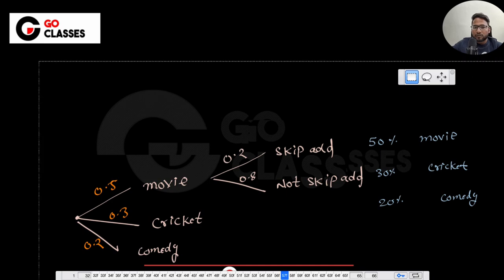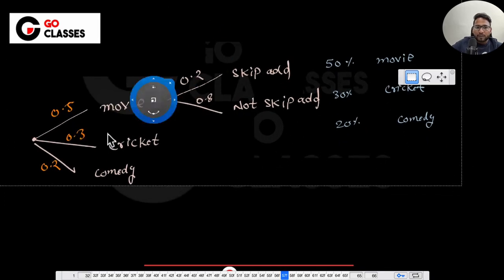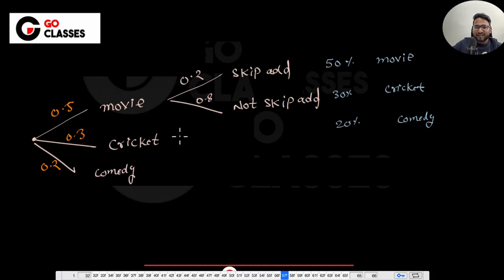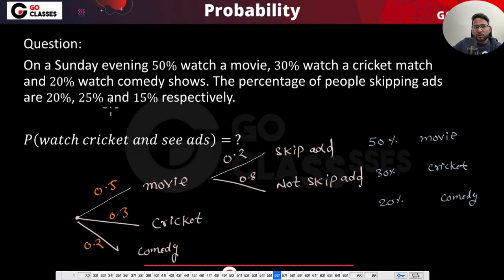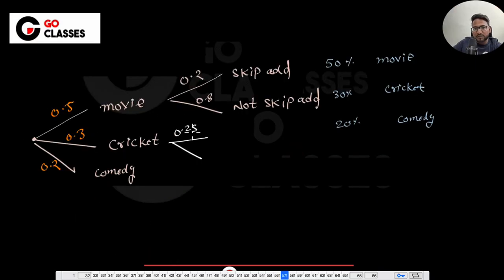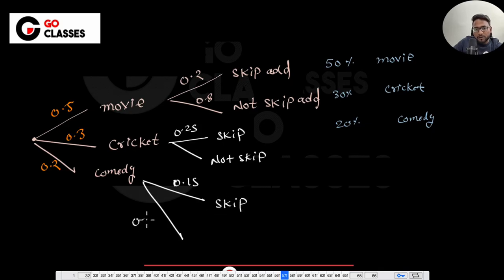Okay, so let's bring this diagram here, and it will be a little lengthy diagram, but that is fine. So now from here you can say there is a 0.25 chance of skip ad or not skip ad, right? Similarly here also you can say a 15% chance, right? 0.15 skip ad and 0.85 not skip ad. So that's how you can make a tree diagram.